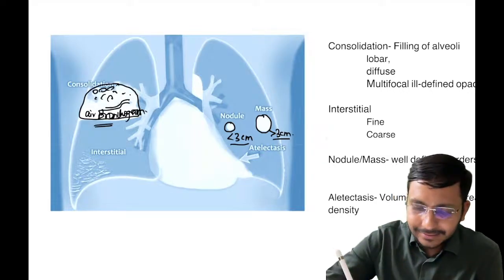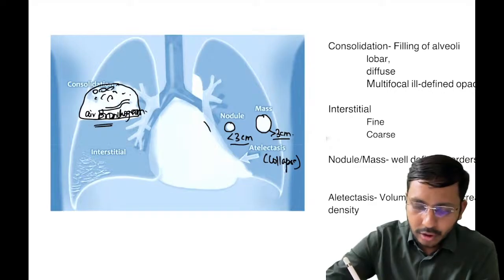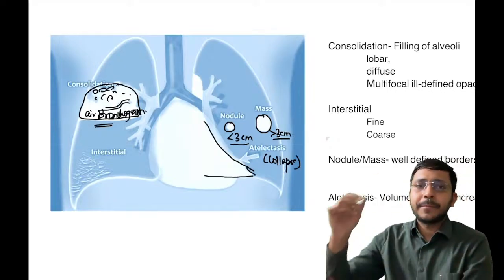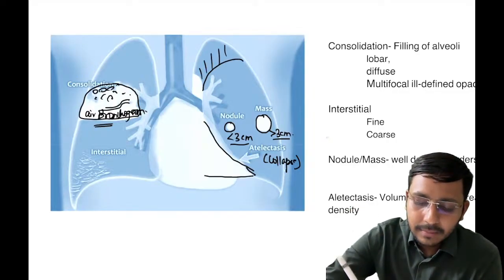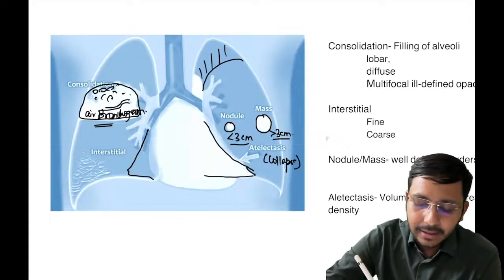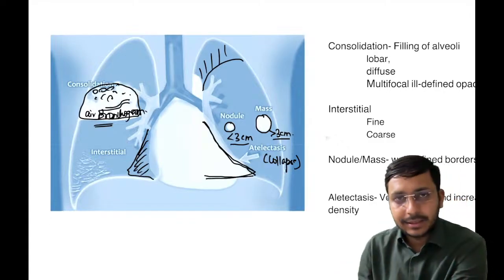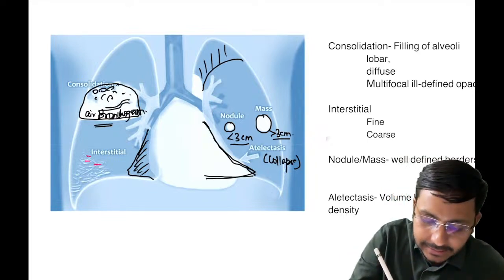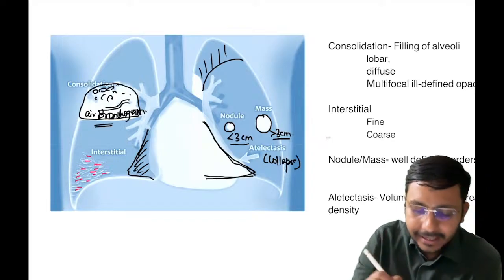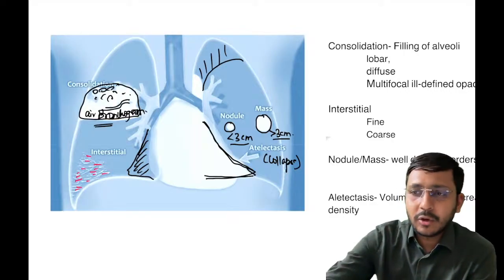It has to be rounded, all margins visible, well defined. Now, what is atelectasis? This is also known as lung collapse, and this is loss of lung volume. So you see it as a triangular radiopacity mostly. If it is in the upper lobe, it will look like this in the upper lobe, in the middle lobe it will look like this in the middle lobe, and in the lower lobe it will also look triangular like this. This is lung collapse. And sometimes you see small fine lines. These are interstitial opacities.